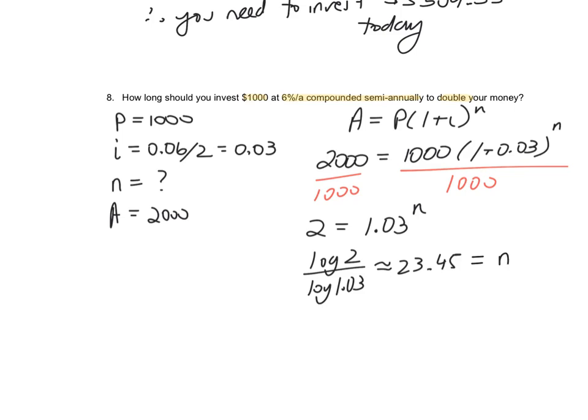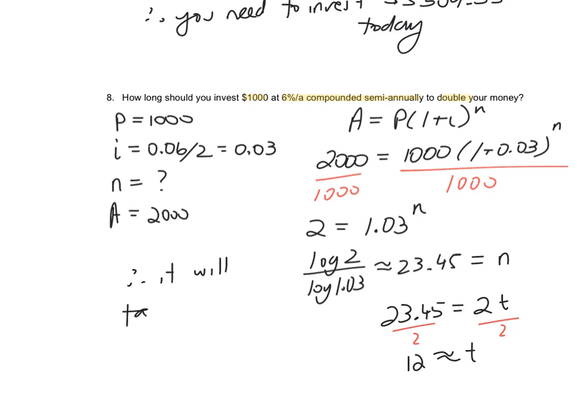So that 23.45 is equal to n. But remember, n is not the number of years. We took the number of years and multiplied it by 2. So really, that 23.45 is equal to 2 times the number of years. So if I divide both sides by 2, then I'm going to get approximately 12 years. So therefore, it will take 12 years to double your money.